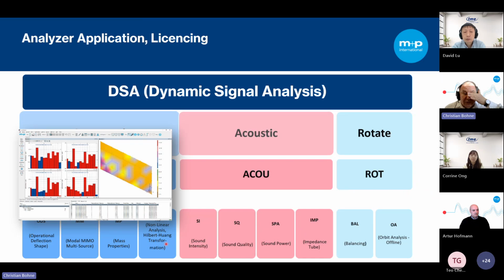Coming to acoustics, the simple thing is the acoustic here in the nth octave, 3rd octave, 6th octave, sound intensity, sound quality, sound power. A special solution you can also have with us is the impedance tube. So if you're interested in impedance tube testing, we have a complete solution. We can also supply this as a complete turnkey solution, including the tube, including the microphones, including the speaker for excitation.